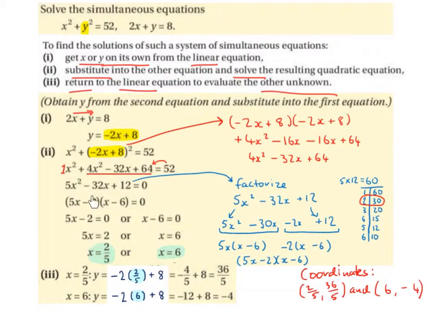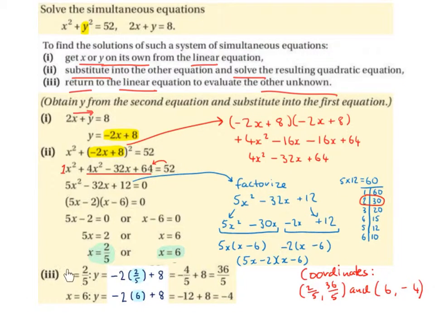So I'm going to let 5x minus 2 equal 0. So 5x will equal positive 2, so x will be 2 over 5. And I'm going to let x minus 6 equal 0. So x is equal to positive 6. So now I have two x values. Now I need to find two y values. So step 3 said return to the linear equation to evaluate the other unknown. So we go back to the linear equation so that we can find our y values.